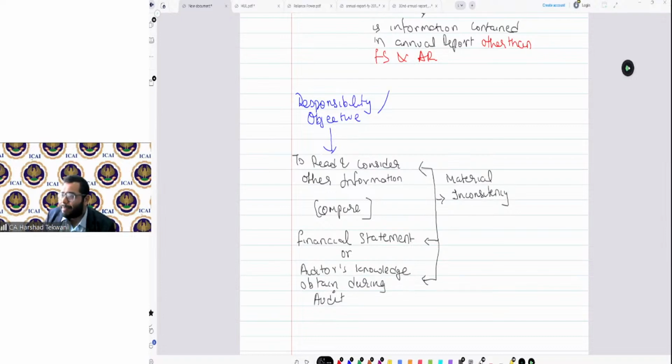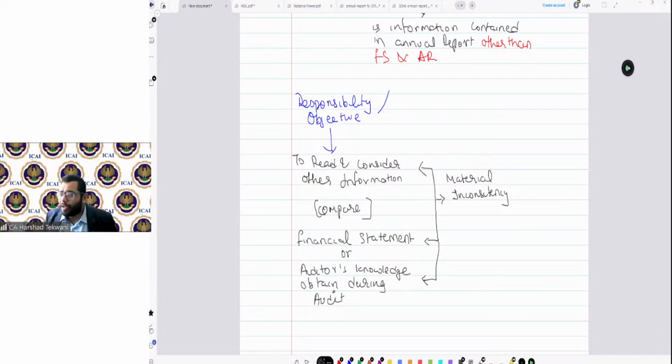Now, when I say material inconsistency or misstatement in other information, at that particular point in time, I need to understand first whether this material inconsistency or misstatement in information is because of any item being omitted or presented in such a way that it is not disclosing the fact that was supposed to be there.